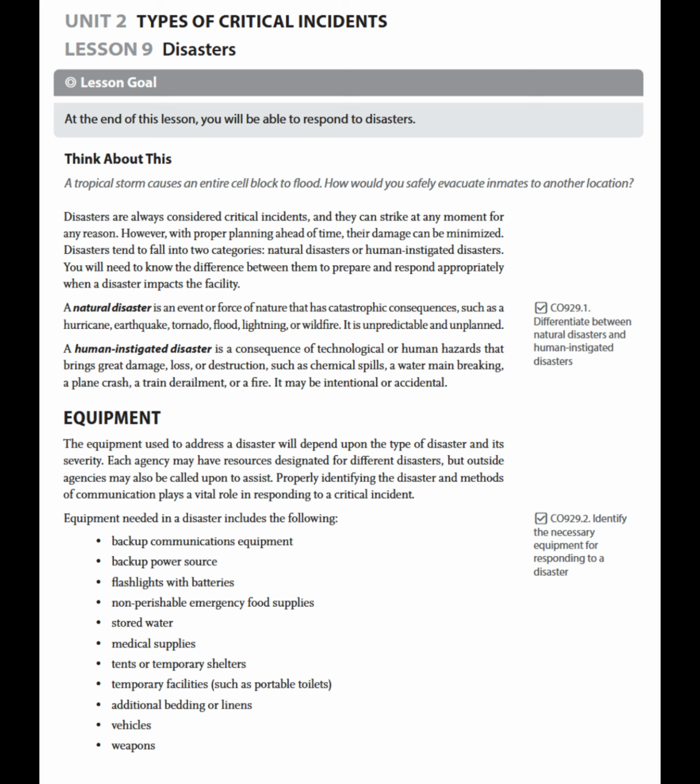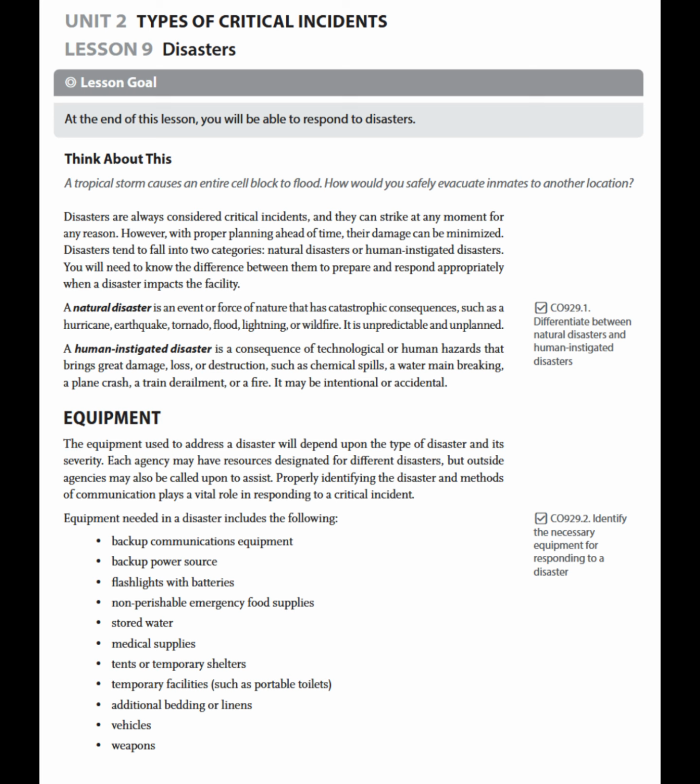Equipment. Identify the necessary equipment for responding to a disaster. The equipment used to address a disaster will depend upon the type of disaster and its severity. Each agency may have resources designated for different disasters, but outside agencies may also be called upon to assist. Properly identifying the disaster and methods of communication plays a vital role in responding to a critical incident.